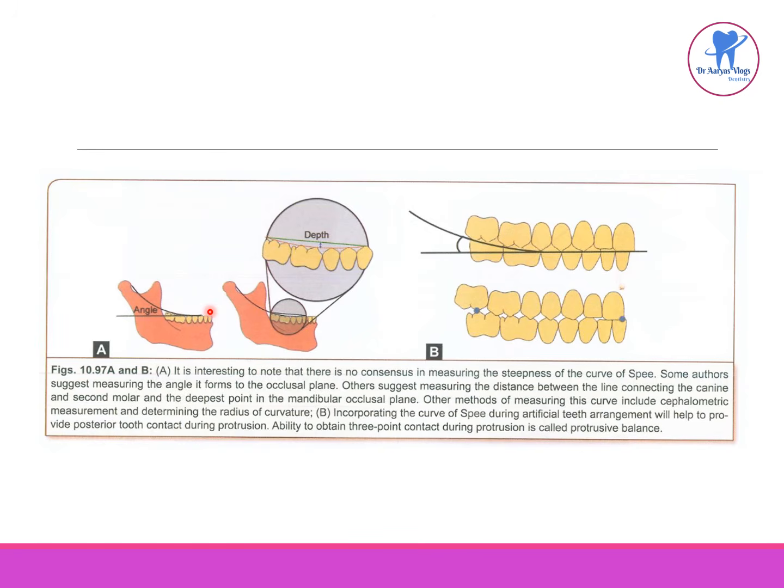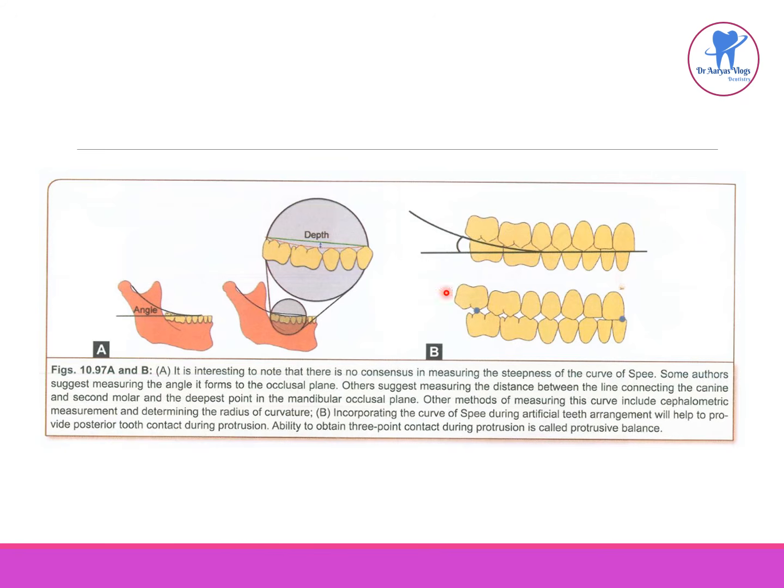Here the steepness of the curve of Spee is the angle which it forms to the occlusal plane. Others suggest measuring the distance between the line connecting the canine and the second molar and the deepest point in the mandibular occlusal plane. This is the mandibular occlusal plane, and this is the deepest point, and this is the depth. Other methods of measuring this curve include cephalometric measurement and determining the radius of curvature.